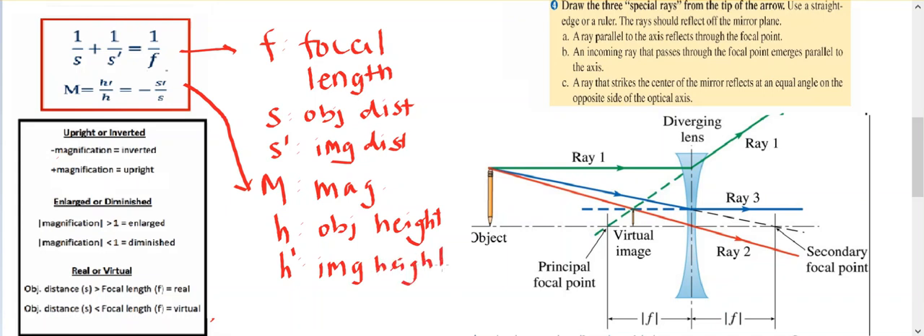So why are these variables important? What do they tell us? If you look on the left, you'll see if we have a negative magnification, it will tell us if the image is upright or inverted. And if our magnification value is larger than 1, it's enlarged, smaller than 1, the image is diminished. The S object distance and F focal length are important to tell us if the image is real or virtual.